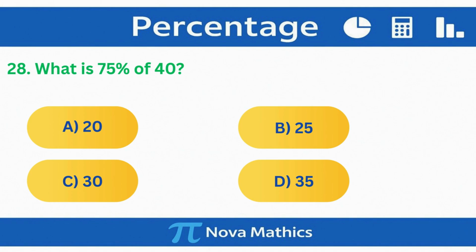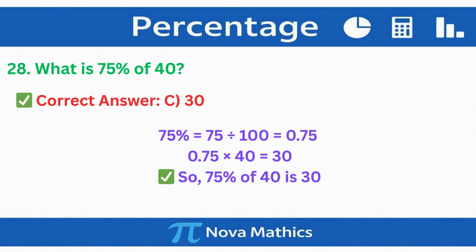28. What is 75% of 40? Correct answer is 30. 75% means 3/4. 3/4 of 40 is 30.